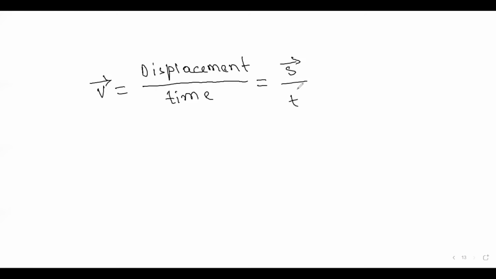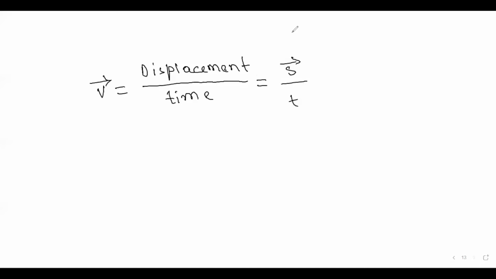And variable velocity is the same. If a body undergoes unequal displacements in equal intervals of time, then the body is said to possess variable velocity. Let's say an object is moving on a circular path, then the velocity is actually variable. Maybe the speed can be constant, but the direction is continuously changing. So that is a variable velocity.